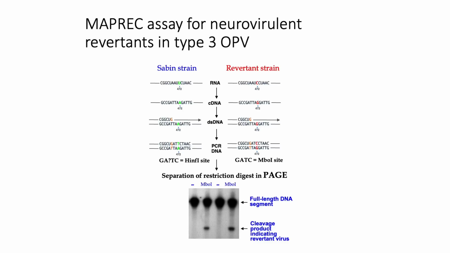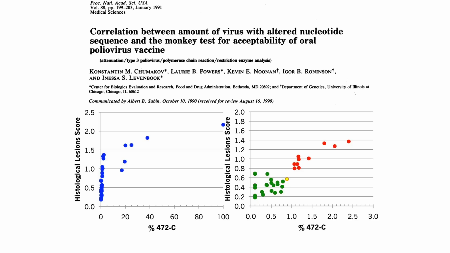I didn't like it. It was very clunky, I thought, but on the other hand, so was the monkey test, let's face it. Kostya and I met at a meeting, and Kostya said, I can tell strains apart. I can tell strains which will pass the monkey neurovirulence test, and I can tell you what seeds they were made and what passage level they are. And I said, oh, yes, says you, because I didn't believe him.